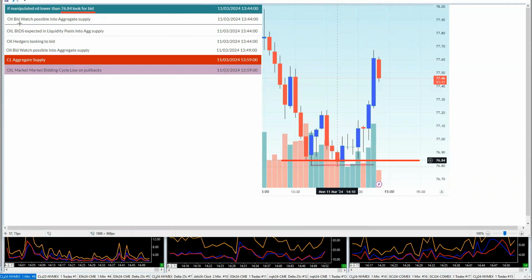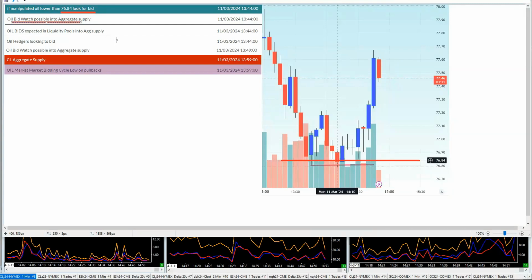We then see at the same time oil is on a bid watch into any supply. That's even better news, because now if we can run sweeps, if we can run liquidities back into this prior low, we're going to get aggregate supply. And then we see again oil bids expected into liquidity pools in aggregate supply. And then at the same time, we see oil hedgers looking to bid this price. Oil bid watch into aggregate supply.